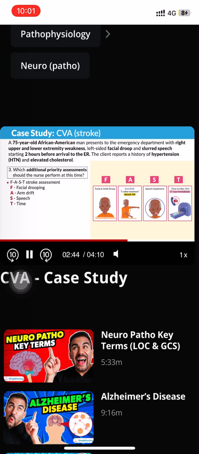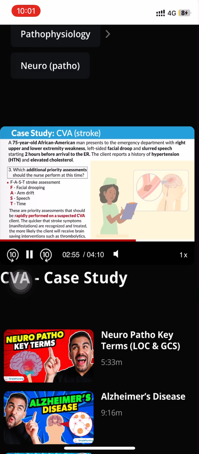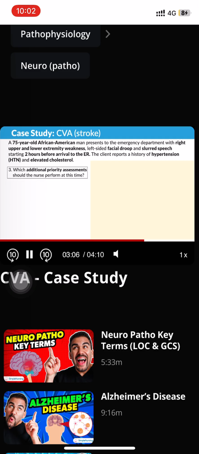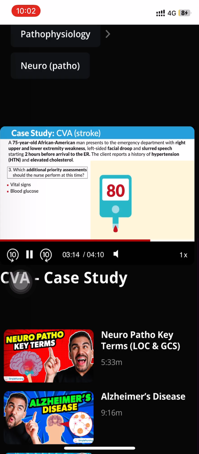So what's the significance of the FAST assessment, and why is it such a big deal? Well, these are priority assessments that should be rapidly performed on any suspected CVA client. So remember, the quicker the stroke symptoms or manifestations are recognized and treated, the more likely the client will receive brain-saving interventions, such as thrombolytics. Now, the next thing we do is vital signs, as this should always be done as baseline, specifically blood pressure, and also blood glucose, just to see if the client is having low glucose, basically that low sugar. These signs can be very similar to stroke manifestations.